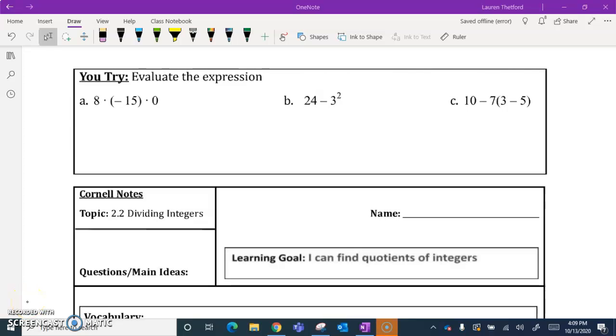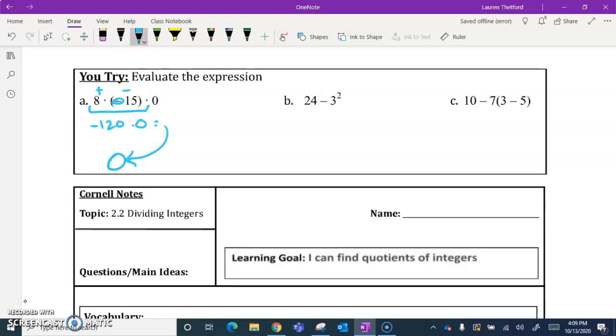All right, the triads. So anything times 0 is 0. So really we know that this is going to equal 0. But to double check, we can do 8 times 15, 20, and it would be negative because it's a negative times a positive. And then times 0, and we know anything times 0 is just 0.